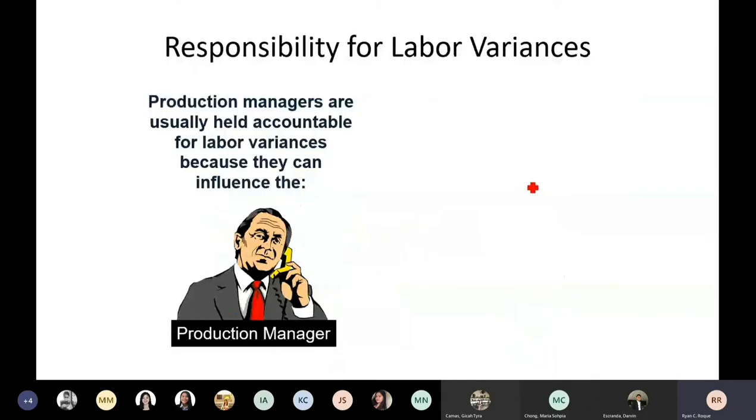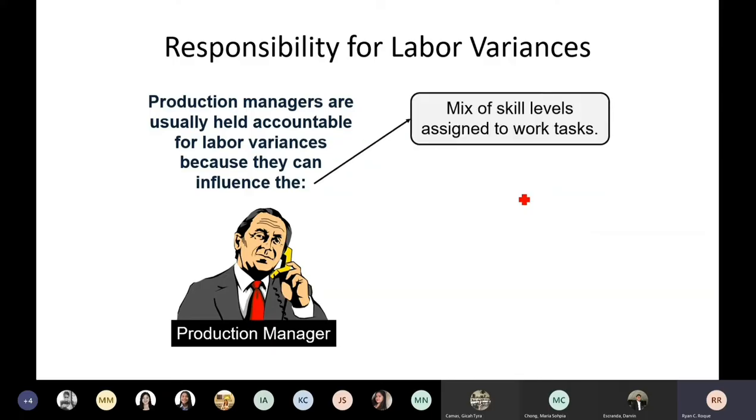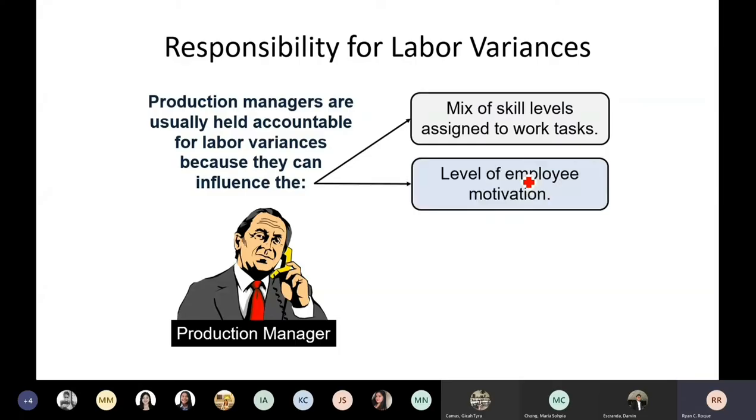Another, for labor variances naman. Production managers are usually held accountable for labor variances because they can influence them. Bakit si production manager ang accountable for labor variances? They know the mix of skill levels assigned to work tasks. Alam nila kung sino magaling dito, pwede nilang balansehin, kailangan ba lahat ng mag-work sa job na to ay skilled lahat o pwedeng isang skilled lang, marami na lang normal na mga workers. So, mas alam ni production manager yan.